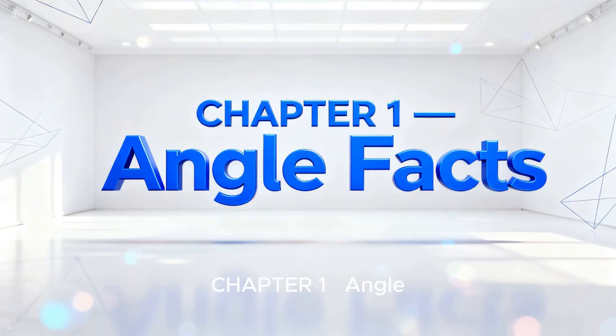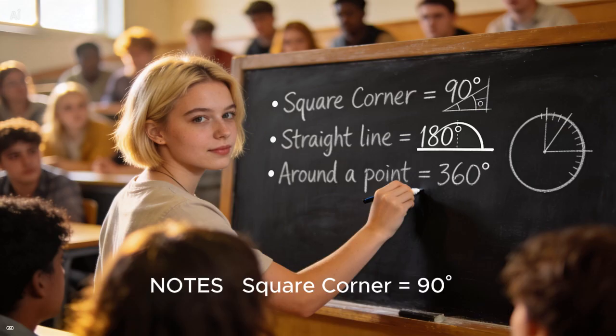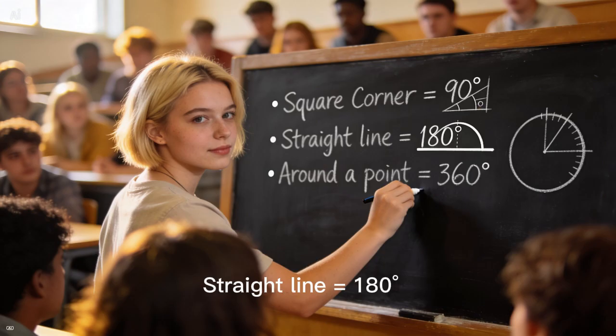Let's get started. Chapter 1. Angle facts, angles on a straight line, and around a point. Let's begin with the core angle facts. These appear constantly in GCSE questions. Notes: square corner equals 90, straight line equals 180, around a point equals 360.